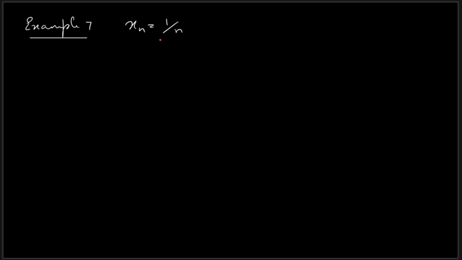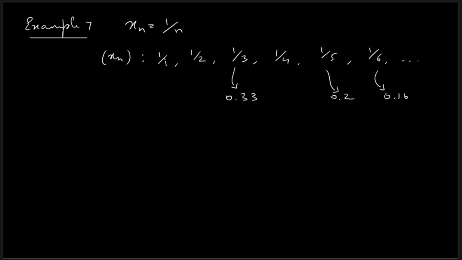Now for the 7th example, let us consider this sequence. I have not explicitly given this sequence. It is given by this rule, xn is equal to 1 by n, right? So we substitute various values of n to find the various values of this sequence, right? So the first term is given by substituting 1 in the place of n, 1 by 1. The second term, third term, fourth term, and everything else is obtained by replacing n with the number, right?